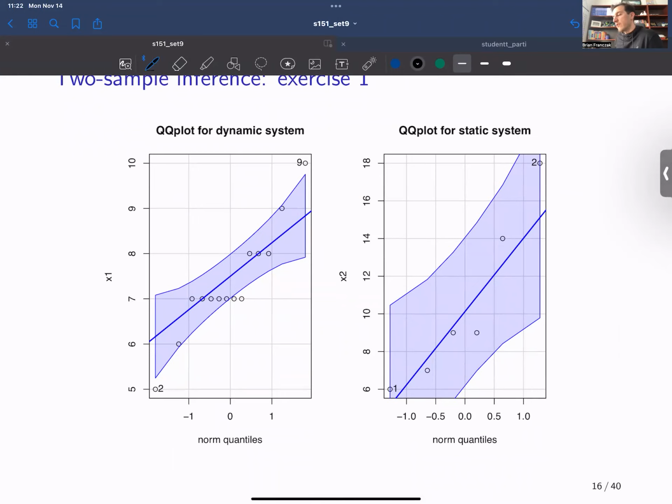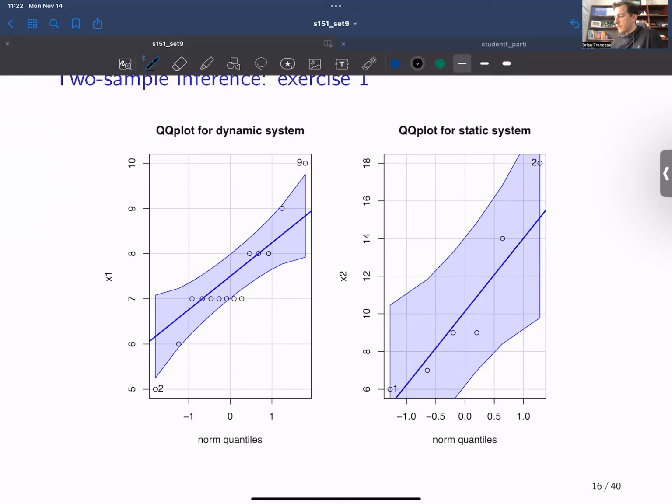So we assumed that the number of post-operative days for the dynamic population was normally distributed. And we assumed that the number of post-operative days for the static system was normally distributed. And then we operated under that assumption. Okay, so now what we're being asked to do is go back and take a look using a normal probability plot to see if that was reasonable.